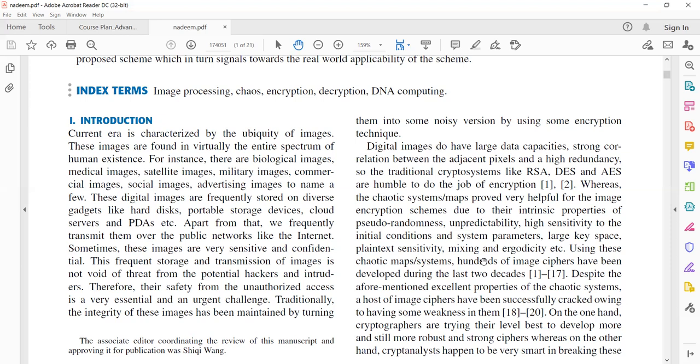Fortunately, chaotic maps have proved very handy for this purpose. They give us the random data which are used in the confusion and diffusion operations. These are the two principal operations. Chaotic maps have excellent properties of pseudo-randomness, unpredictability, high sensitivity to the initial conditions and system parameters, large key space, mixing, and ergodicity. So tens of hundreds of image encryption schemes have been developed by using the random data given by the chaotic maps.